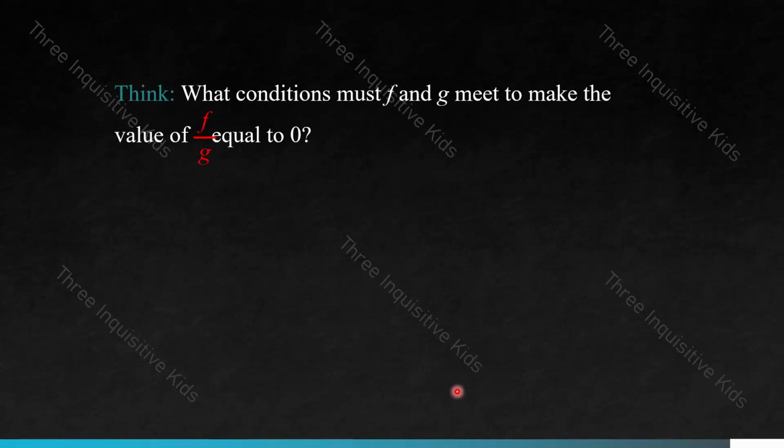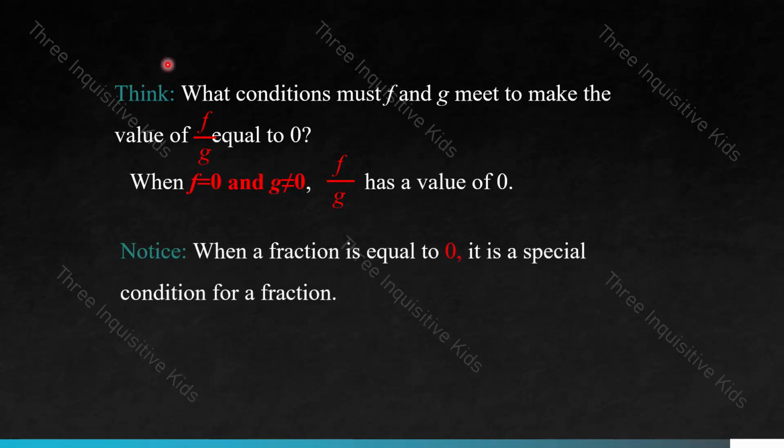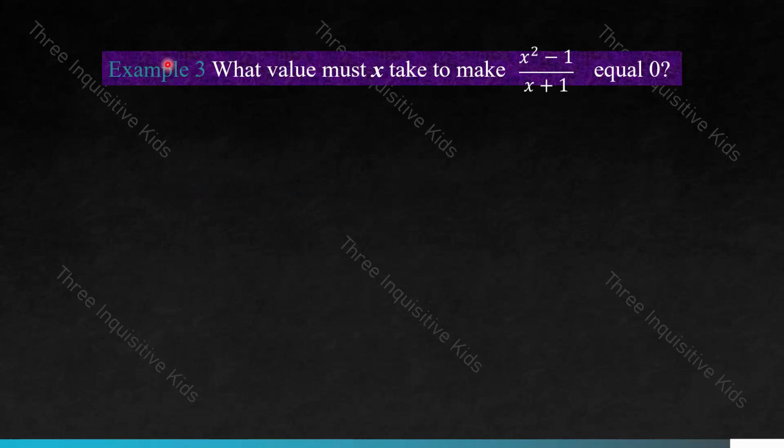What conditions must f and g, the numerator and denominator of this fractional expression, meet to make the value of f divided by g equal to 0? Well, when f is equal to 0 and g is not equal to 0, f divided by g has a value of 0. So now we're looking at the conditions of when a fractional expression equals 0, because this is a special case. Here is example 3. What value must x take to make x squared minus 1 over x plus 1 equal to 0?